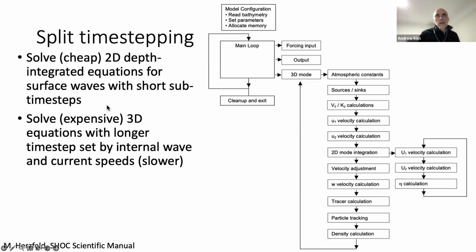So basically, we're going to have a short time step with a cheaper set of equations, and the expensive equations we can actually run at a longer time step. That's what this diagram is trying to show. You've got a main loop here, which does the 3D time step round and round. Within each 3D time step, you have maybe 100 2-dimensional time steps. And that will speed your model up by a large factor.